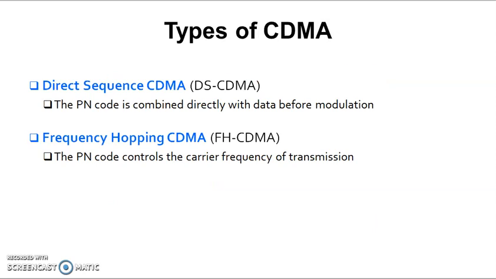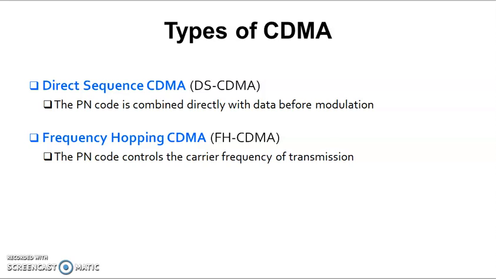Then there are the types of CDMA. Here we have direct sequence CDMA and frequency hopping CDMA. Both use a sequence code, a pseudo-random code, for the transmission and coordination of information.